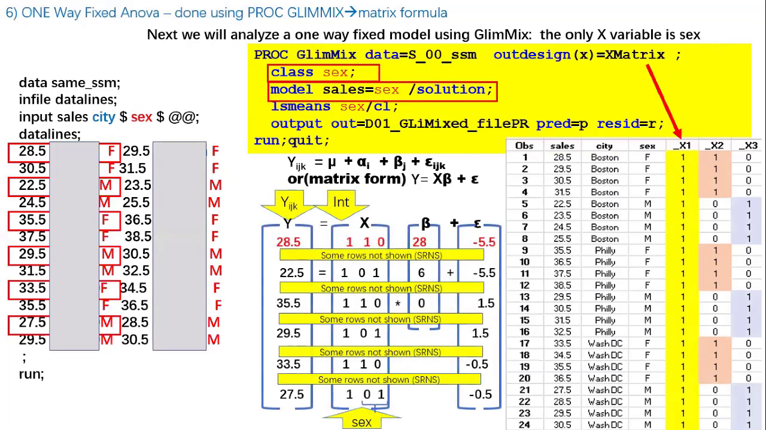For the first one is our dependent variable. And for the X matrix, the first line is our intercept. And the next line is our sex. This is our independent variable.